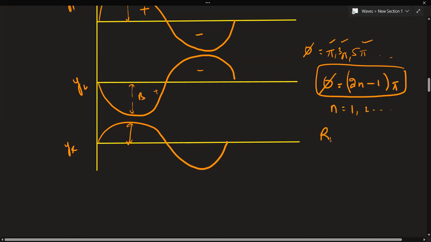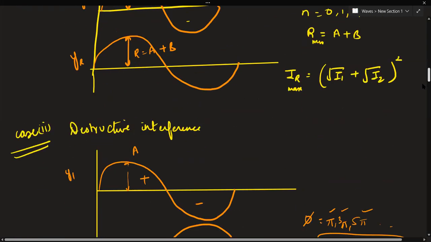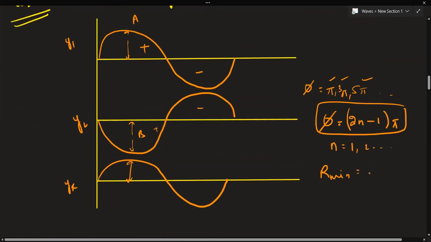So anyone can tell me what should be the value of R minimum? In case of constructive interference, the maximum value of the resultant was there, and that maximum value was A plus B. In destructive interference, if we are getting the minimum value of amplitude, what should it be? Not 0. So it will get subtracted. In this case it was A plus B; in destructive interference, we'll subtract it. It will be A minus B.